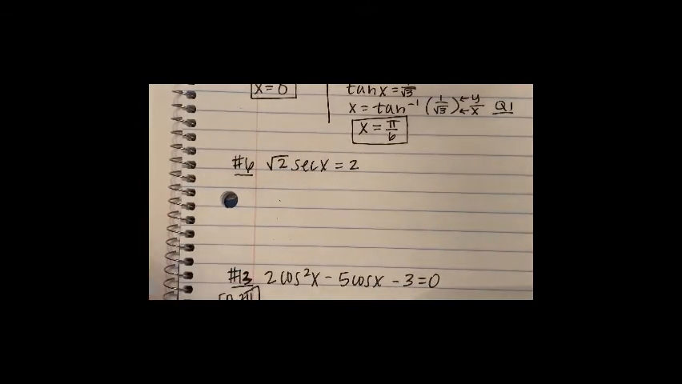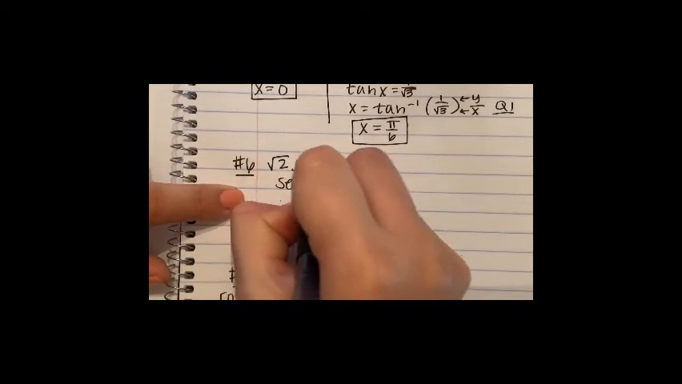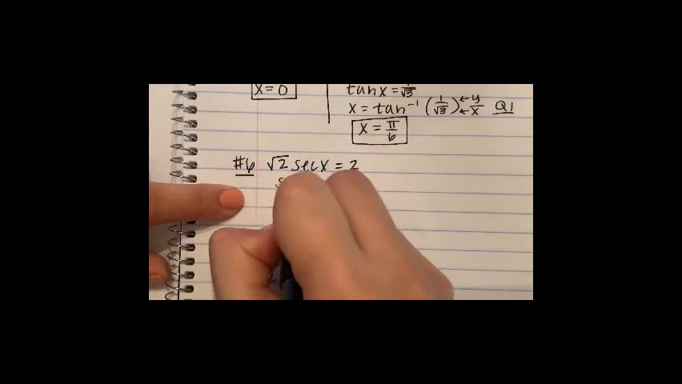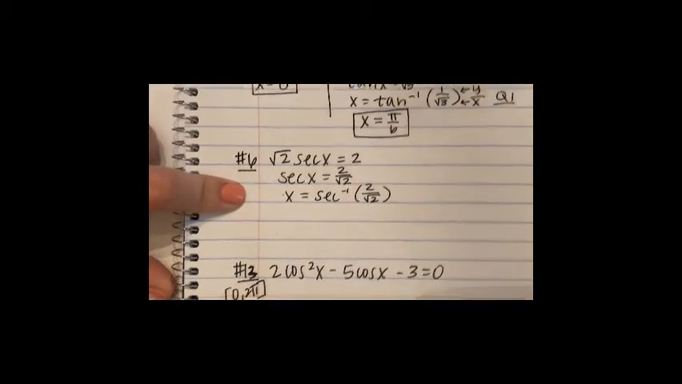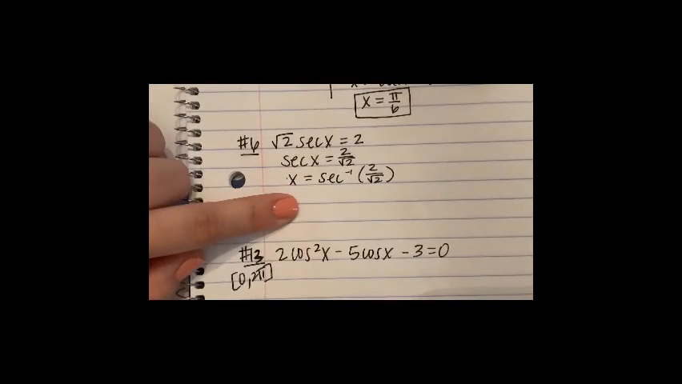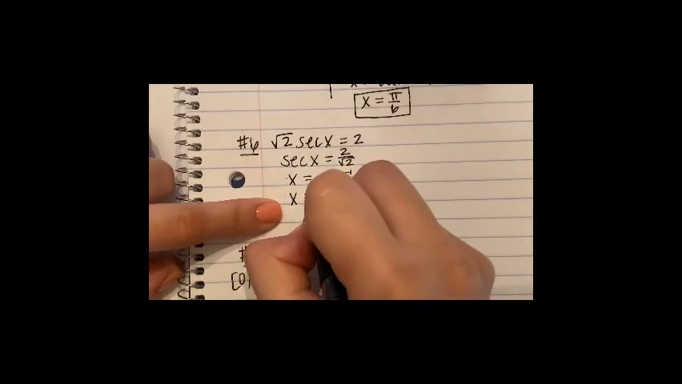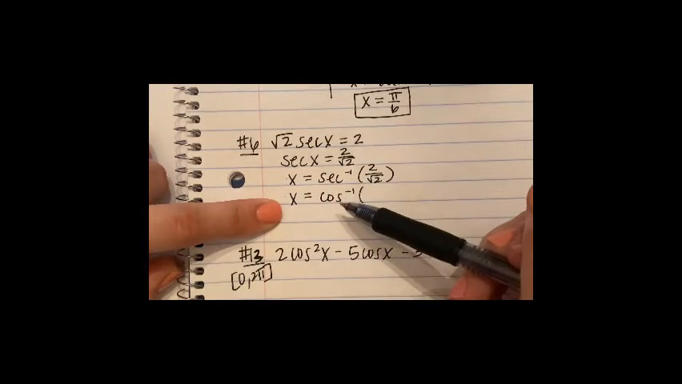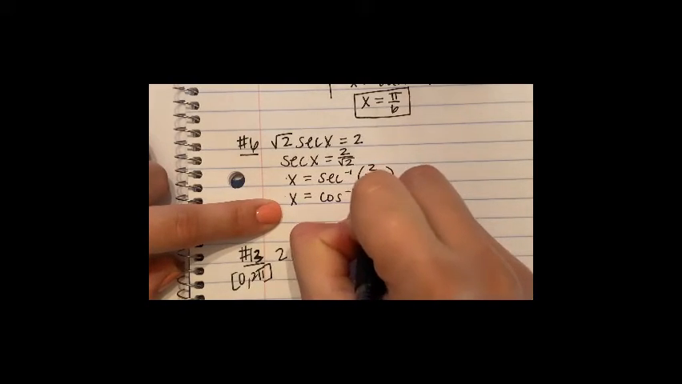First step is let's just get x by itself. So I'll divide by that root 2, and then secant inverse. We don't know where secant is, so I'm going to change it to its reciprocal. The reciprocal of secant is cosine. If you change secant to cosine, you have to also flip this fraction.